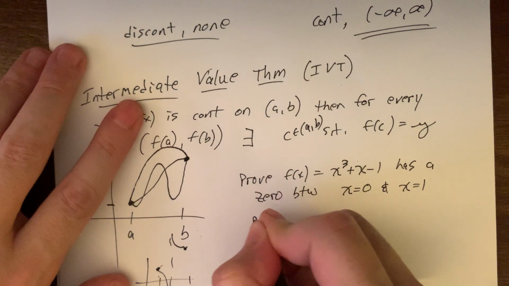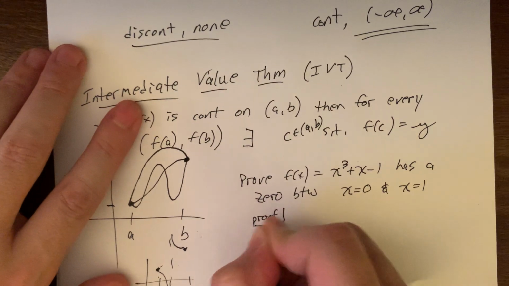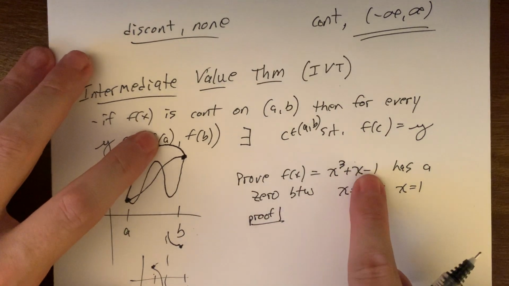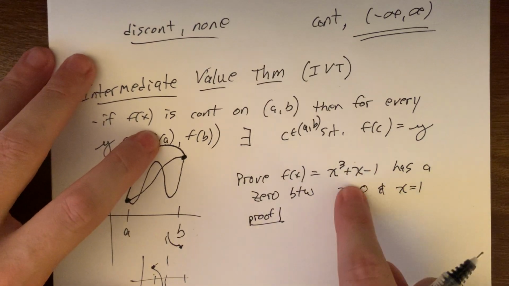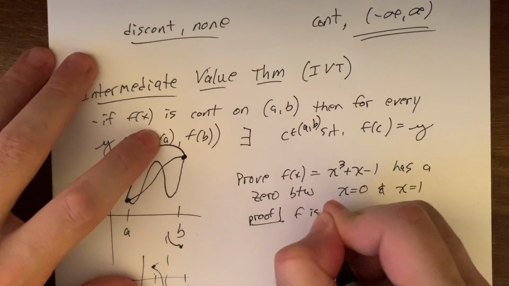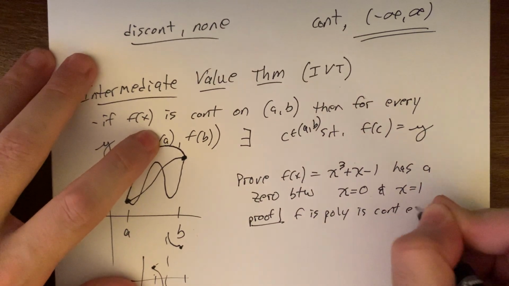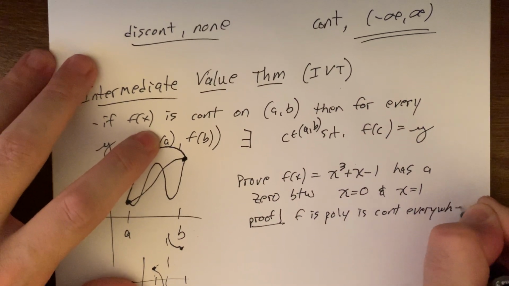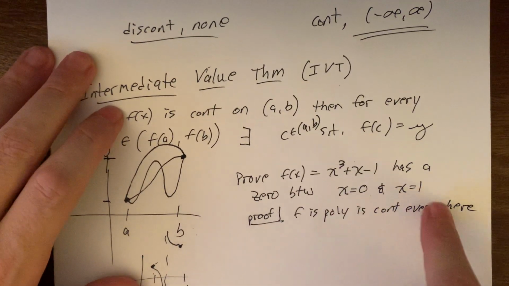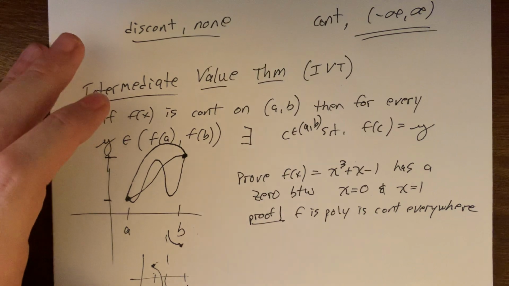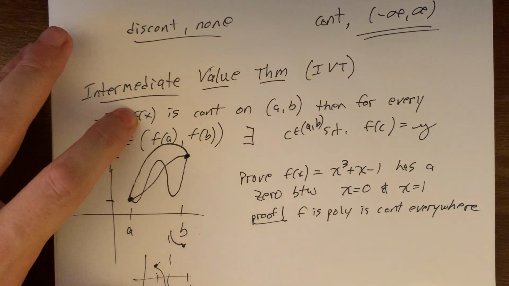Well, so here's my proof. Step 1, I notice that my function is continuous from 0 to 1. f is actually a polynomial, so it's continuous everywhere. I only needed it to be continuous between 0 and 1, but I got even more than that. It's continuous everywhere. Okay, so I check that off.